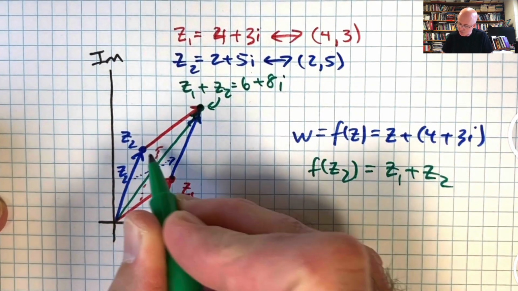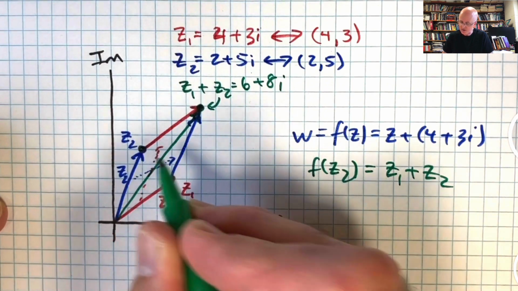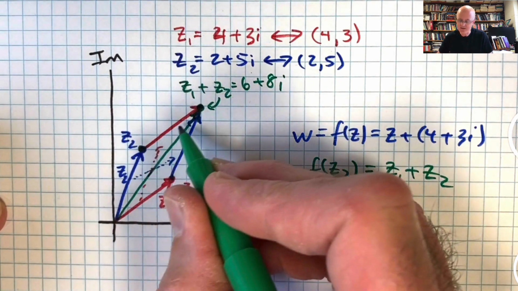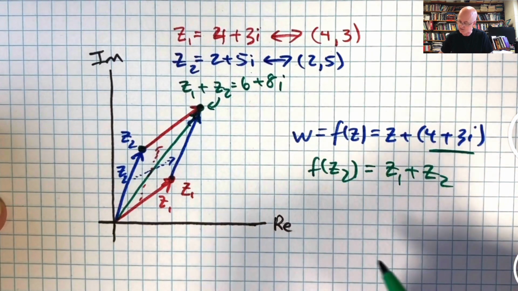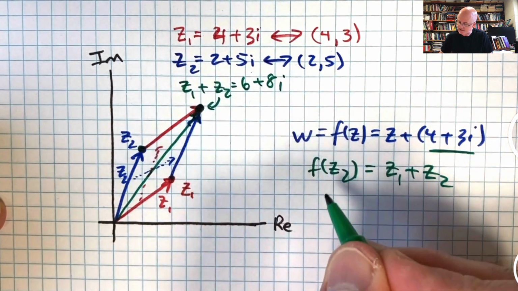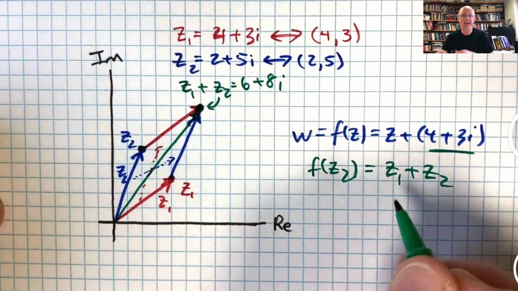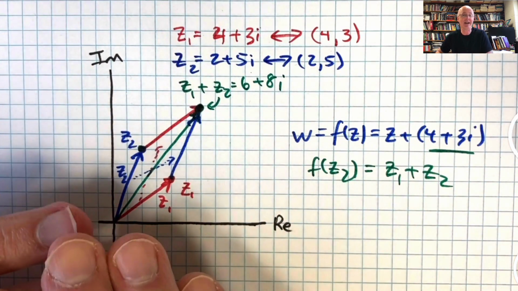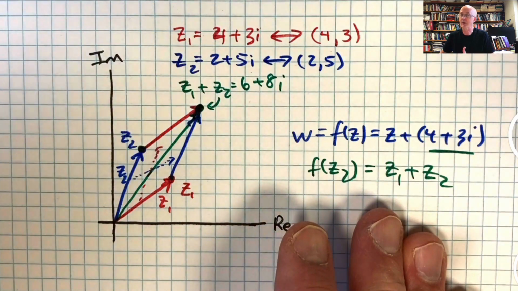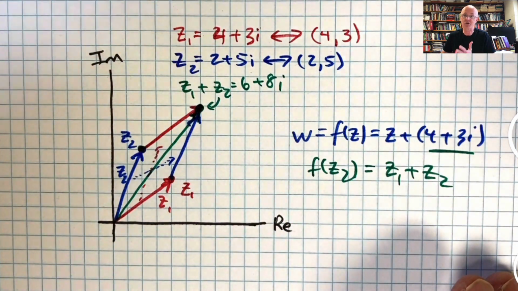I could imagine starting at this point for z2 and being translated along this red arrow that is representing 4 plus 3i to end up at this point, z1 plus z2. We're translating that point individually. We could do that for any point in the plane. That's a way to think of complex number addition in terms of functions.